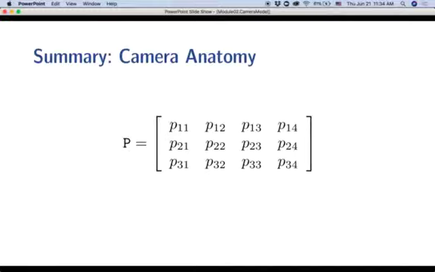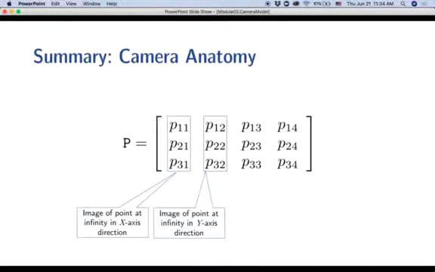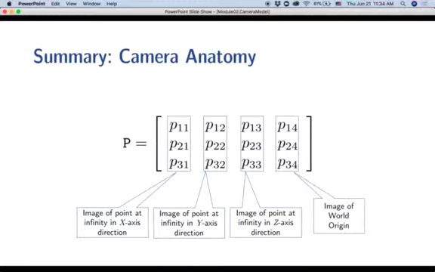Now, in this camera we looked at the internals and realized that there are lots of parameters that we can extract from this 3 by 4 matrix. For example, this is the image of the point at infinity along the direction of the x-axis of the world. This is the same thing in the y-axis direction and the same thing in the z-axis direction, and this is the image of the world origin.